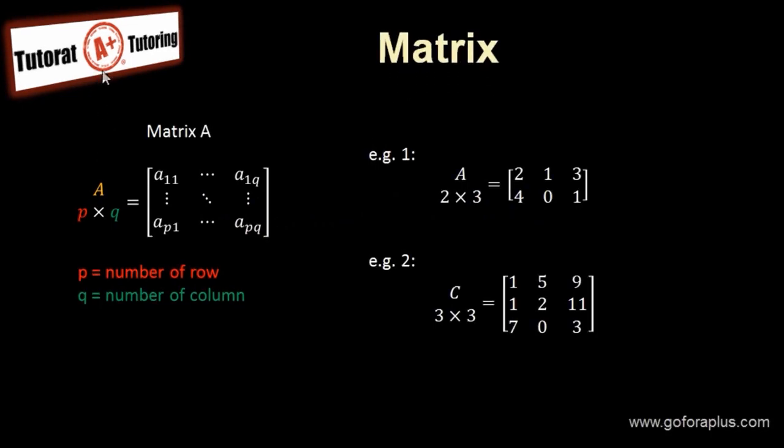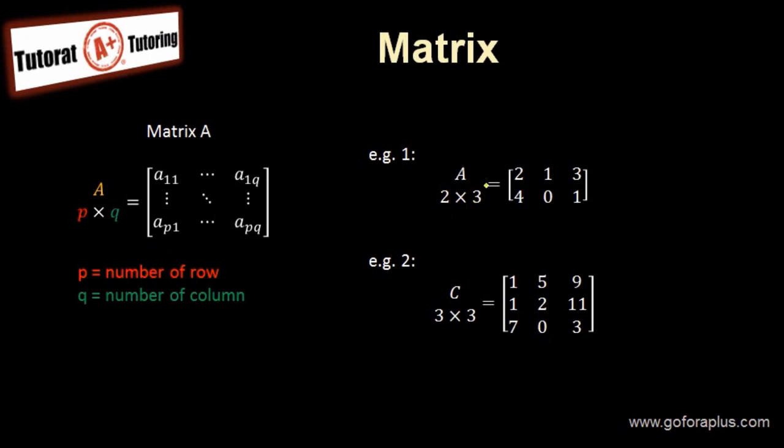So what is a matrix? A matrix should be written with a square bracket and with a capital letter. So this is matrix A. Now, P times Q is the size of the matrix. P is the number of rows and Q is the number of columns. The row always comes first, don't mix it up.